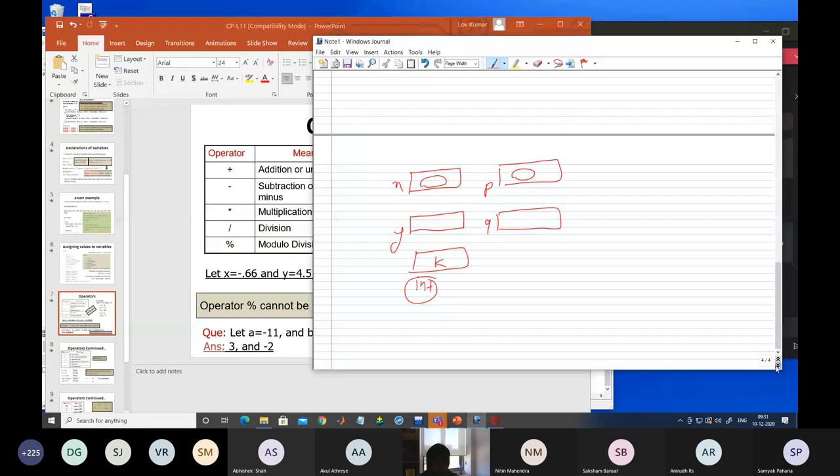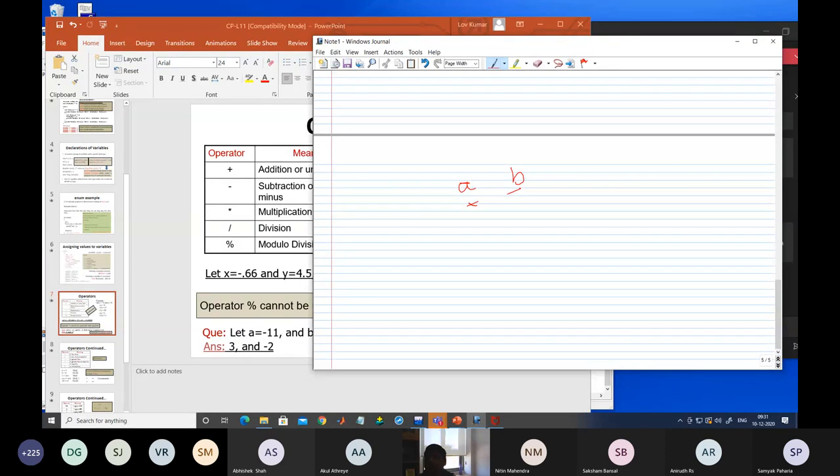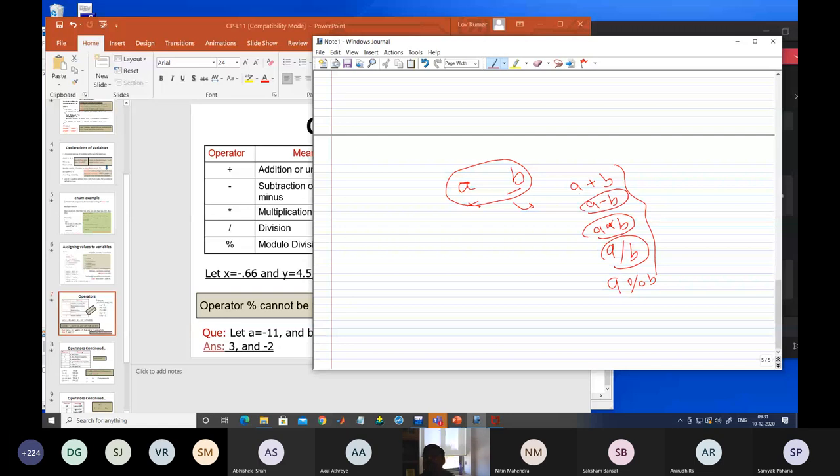Okay, just you can see what I am saying. If a is an integer and b is also an integer, whatever expression we write based on a and b, the output is also integer. So a plus b is an integer, a minus b is an integer, a into b is an integer, a divided by b is an integer, a modulo b is also an integer. By default, it will always return an integer value. As for example, if you write 5 divided by 3, it will return the value 1. It will not return 1 point something. It will only return the integral value.